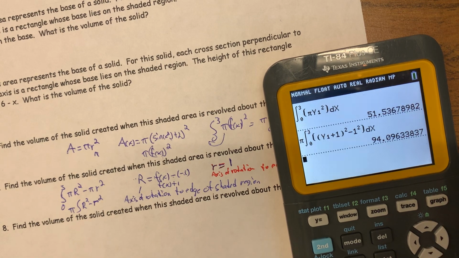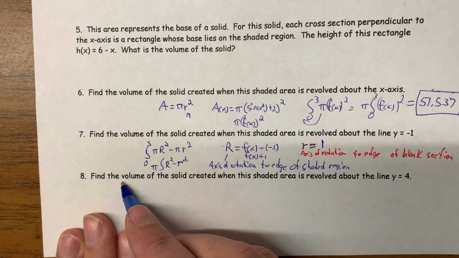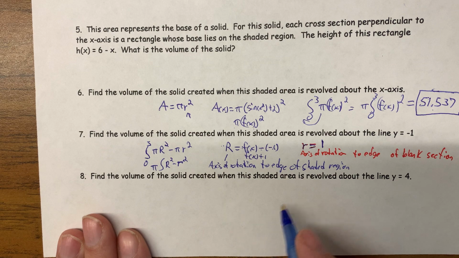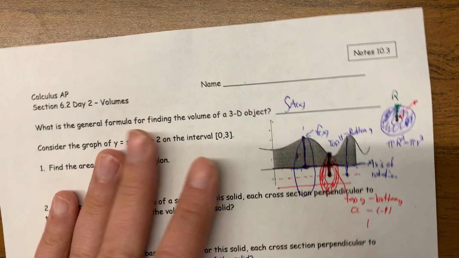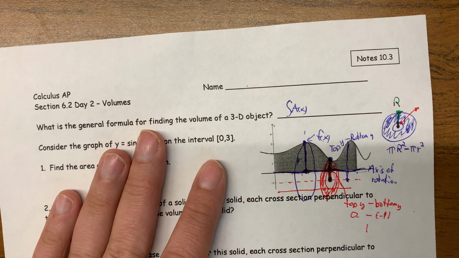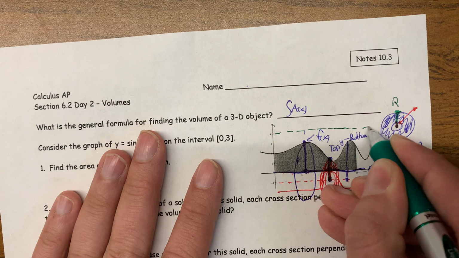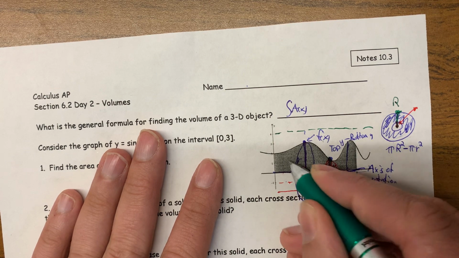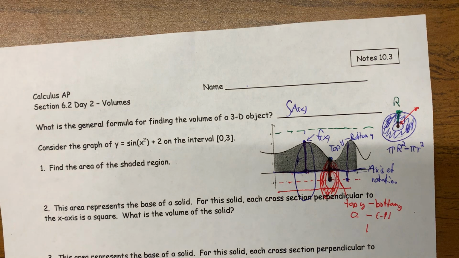Why don't you guys try doing this last one, and it's going to be a little bit different, but see how you do. Find the volume of the solid created when the shaded area is revolved around the line y equals 4. So now this is the axis of rotation, and you're revolving this shaded area around this line. So try it on your own. You might not get it right. This is tricky for a little while until you get used to this.